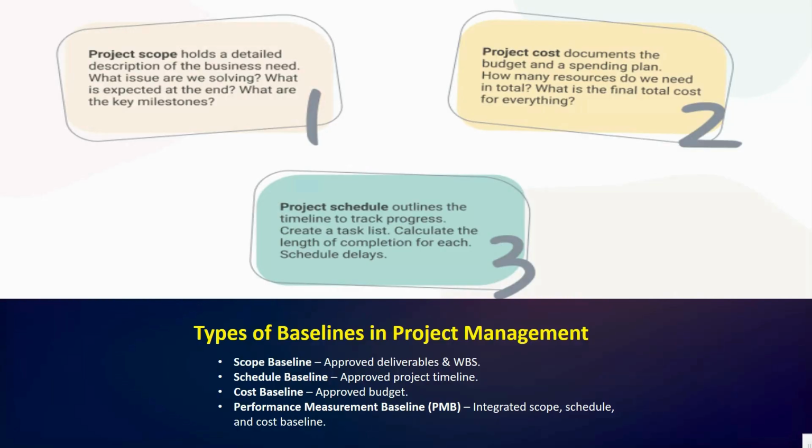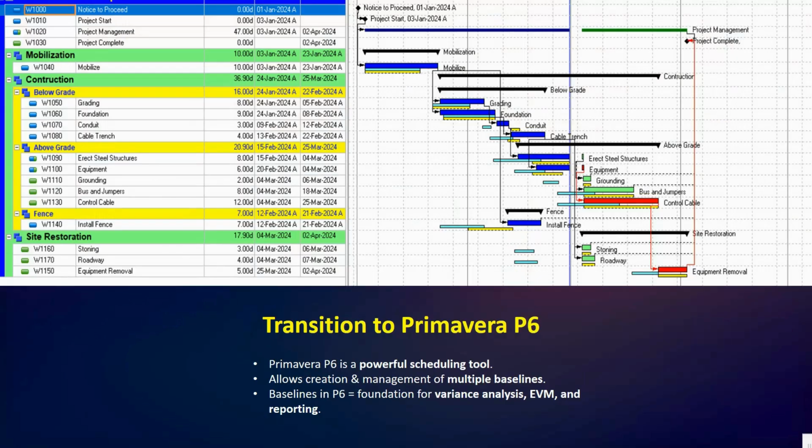Okay, so together these baselines create the foundation for effective project control, ensuring that project managers can plan realistically, track performance accurately, and make informed decisions. So next we have transition to Primavera P6. So now that we understand the concept of baseline in project management, let's move into the practical side with Primavera P6.